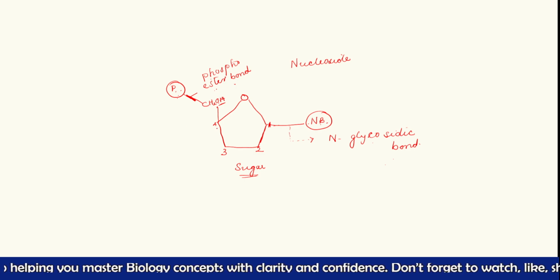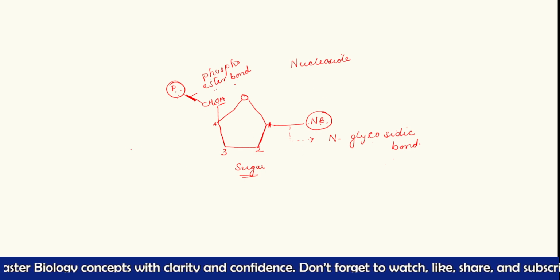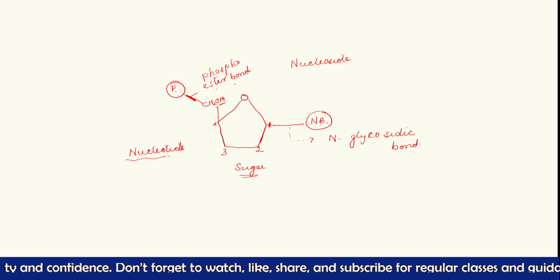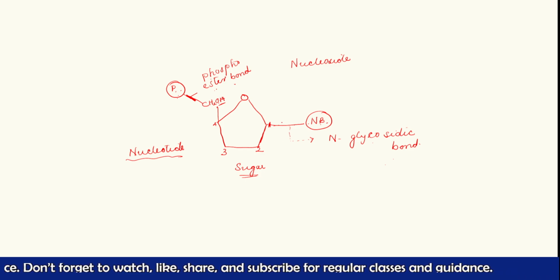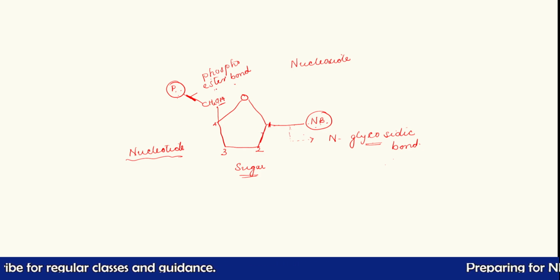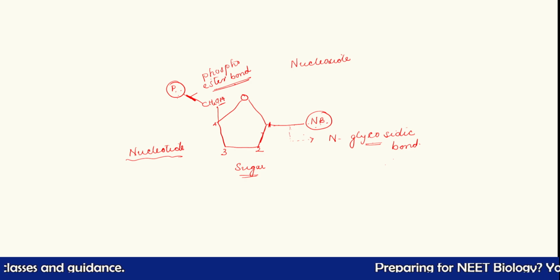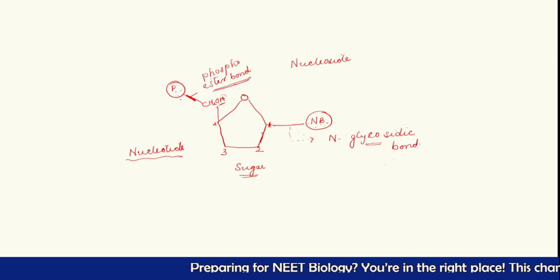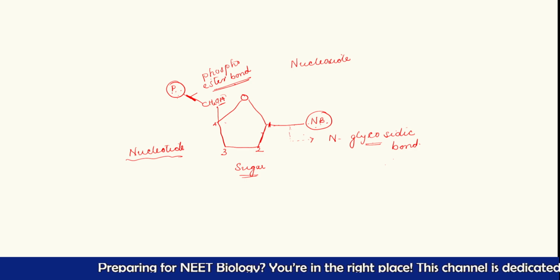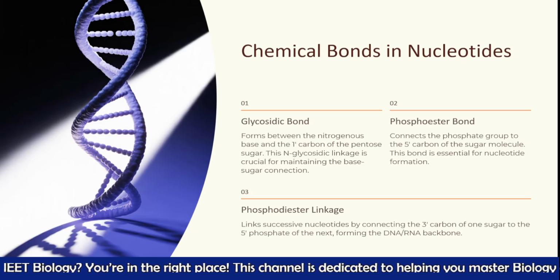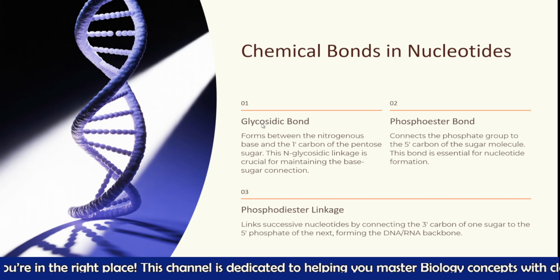So how many bonds are there in the nucleotide? The whole structure is the nucleotide. In this whole structure, how many bonds are there? You can see two bonds. One is the N-glycosidic bond formed between the nitrogen base and the sugar. Another one is the phosphoester bond formed between the OH group from the sugar at the fifth carbon atom and the phosphate group, that is phosphoric acid. So remember the bonds present in the nucleotides.